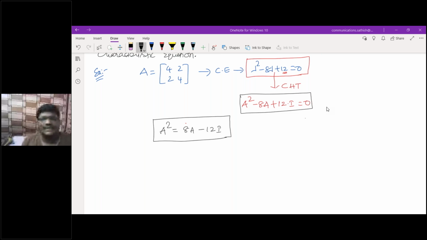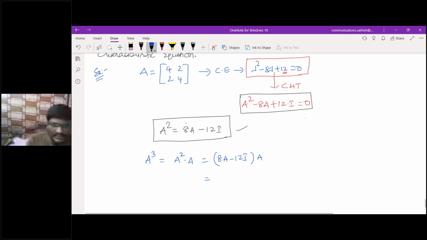Yeah, fine. So this is the value of your A square, which is 8A minus 12I. Then if I want to calculate A cube, I multiply that A square with A, then I will get the A cube value. Yes or no? Yes, sir. Then what is your A square value? 8A minus 12I.